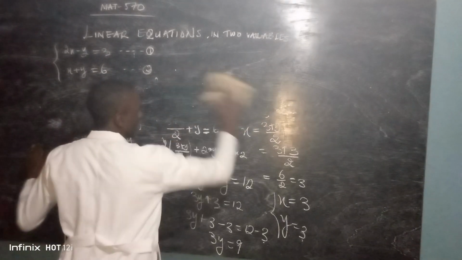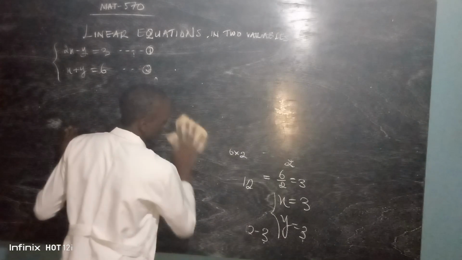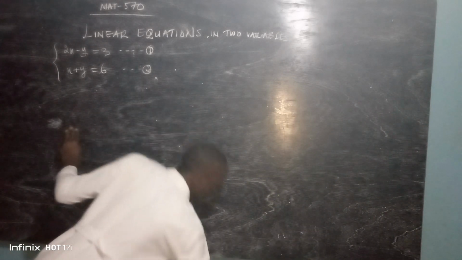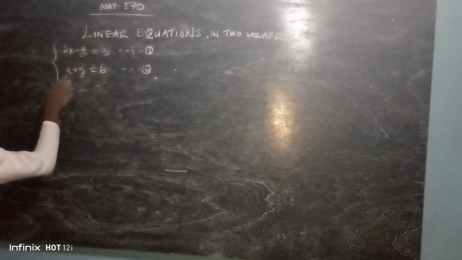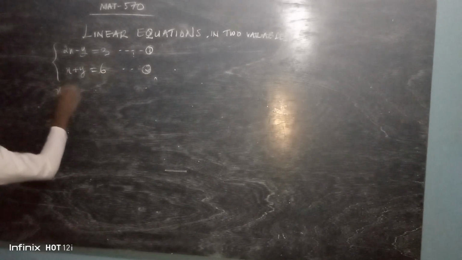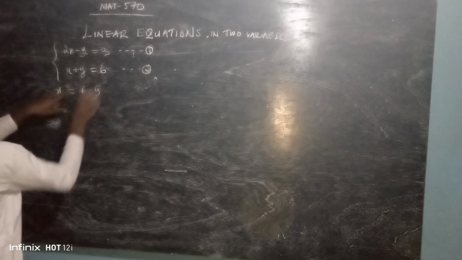This is how we use the substitution method. I'm going to show you the different criteria. Now, if I make x the subject here in equation 2, I'm going to have x equals what? I subtract y from both sides, so I'm going to have 6 minus y.